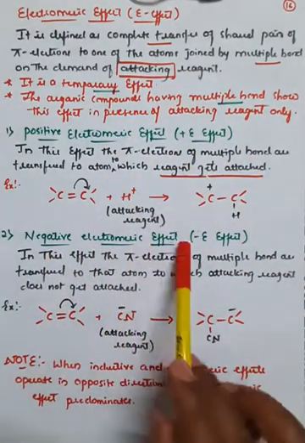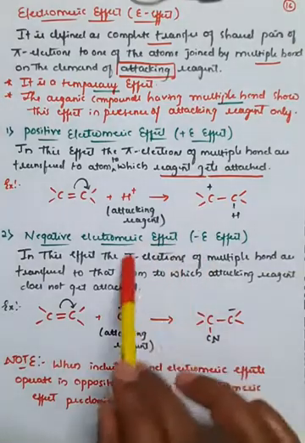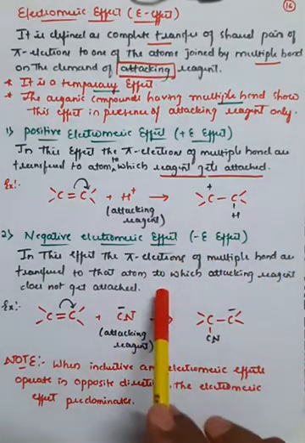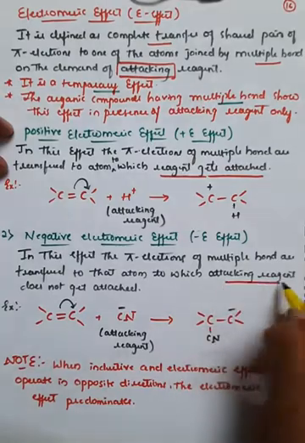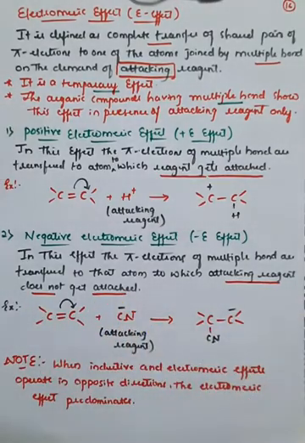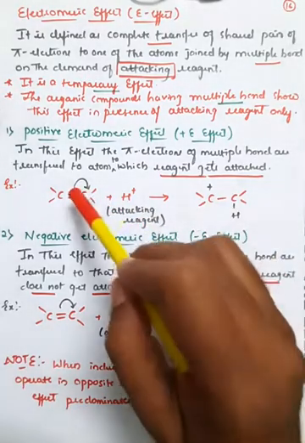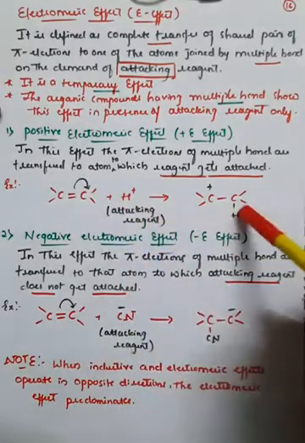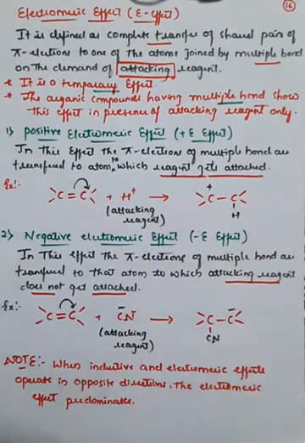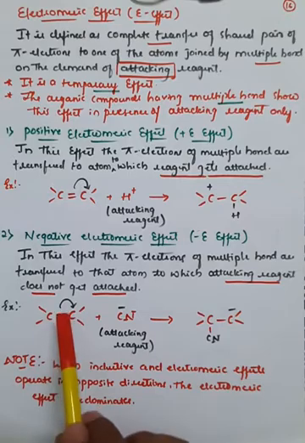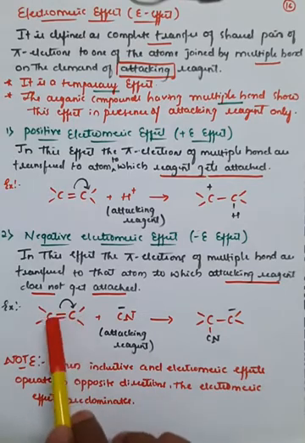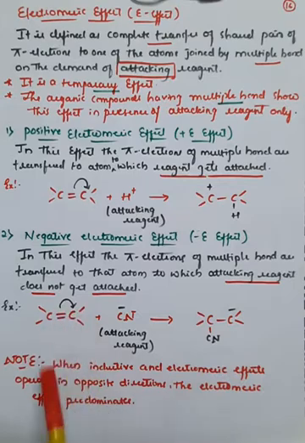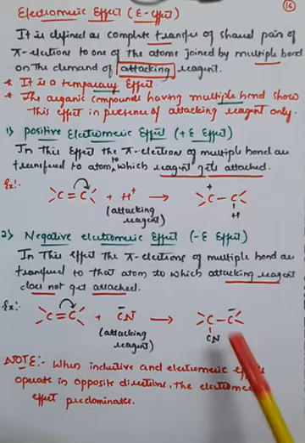So in case of negative electromeric effect, what happens? In this effect, the pi electrons of the multiple bond are transferred to that atom to which the attacking reagent does not get attached. In the plus E effect, the electrons are shifted to the same carbon atom to which the attacking reagent is attached. But in case of negative electromeric effect, the electrons are shifted to that carbon atom to which the attacking reagent is not attached, which means the attacking reagent is for another carbon atom and the shifting of electrons is for the other carbon atom.